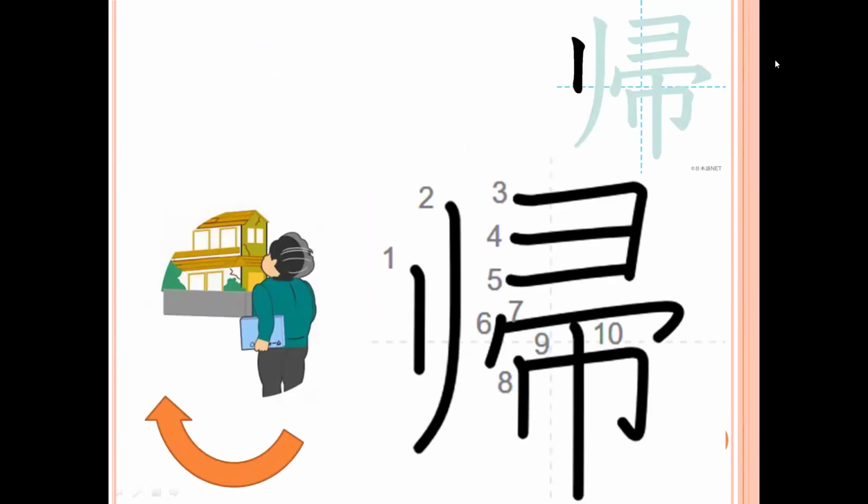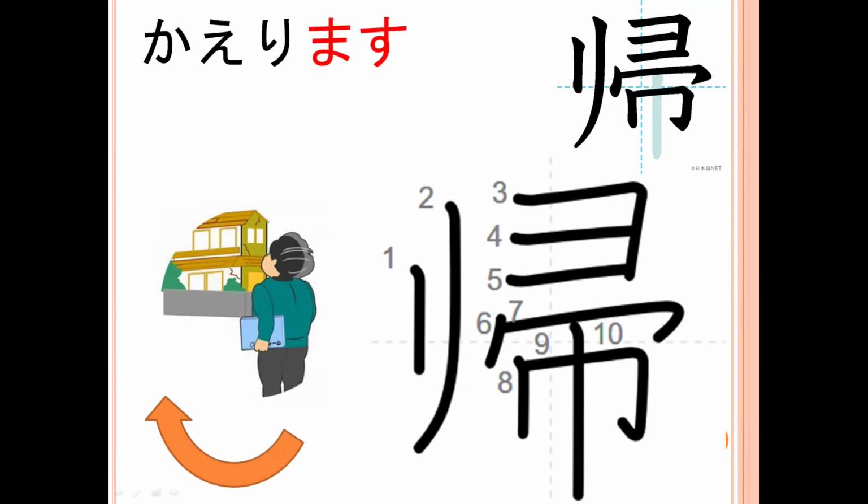Now next one, this person is returning back to the house after completing his job. The corresponding English verb is returning, and the corresponding Japanese verb is kaerimasu. It was written in hiragana, kaerimasu. The corresponding kanji is mentioned here. It has totally 10 strokes. From the animation, you can practice it.